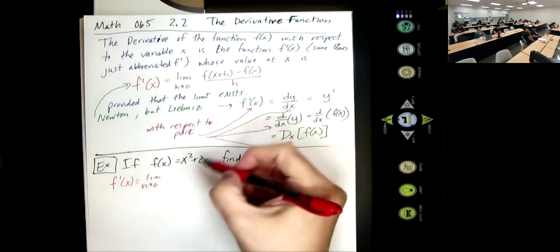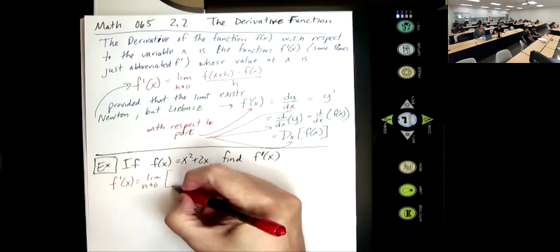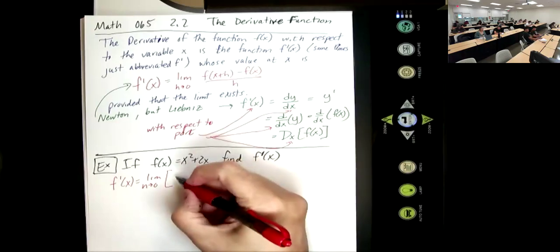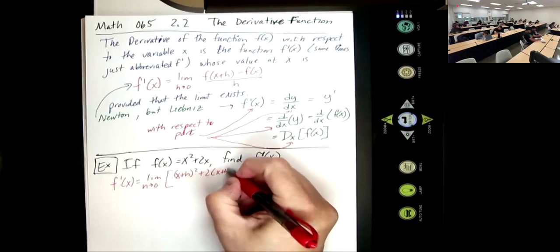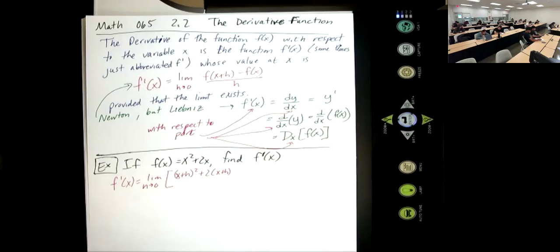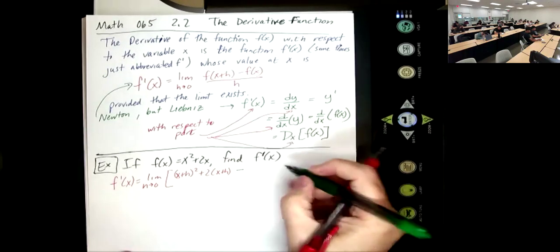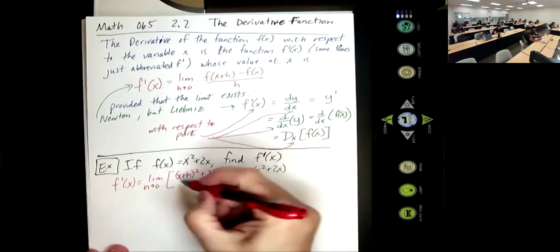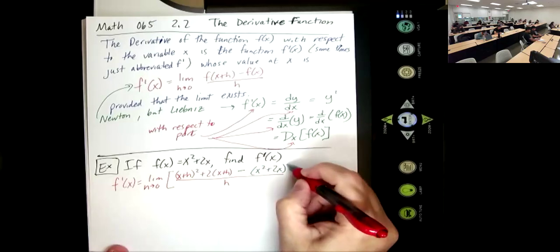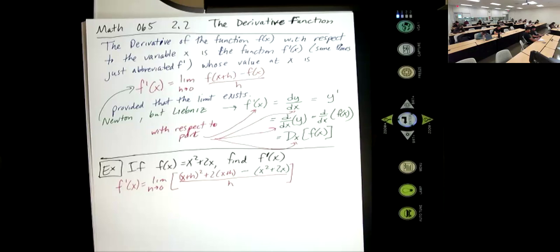X plus h: we're just sticking in x plus h wherever we see x. So I've got x plus h squared plus 2 times x plus h, and I have minus x squared plus 2x. Unfortunately, I didn't put the 1 over h out front, so I'm going to leave it in the denominator here. It looks cleaner with the 1 over h out front. You'll find you get tired; this looks like it takes up more space on your page, it just does.